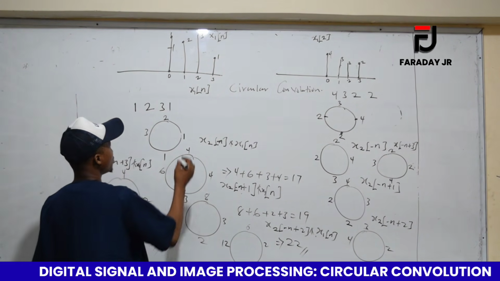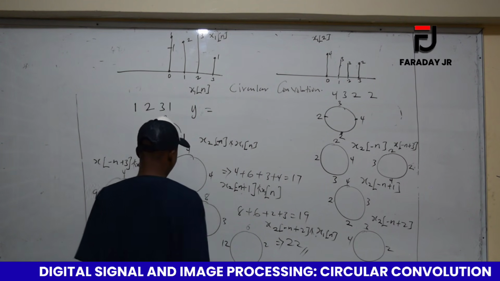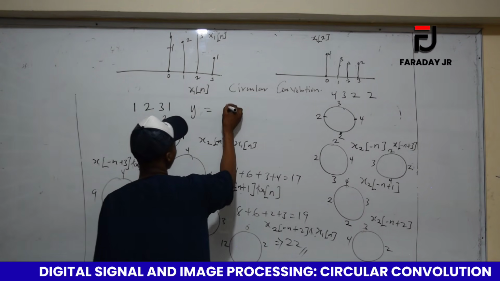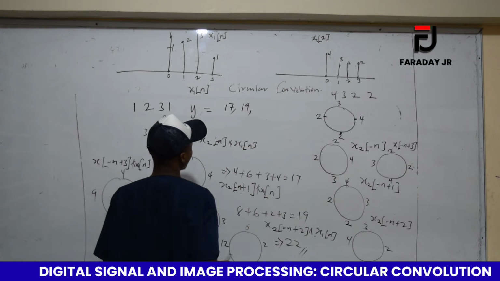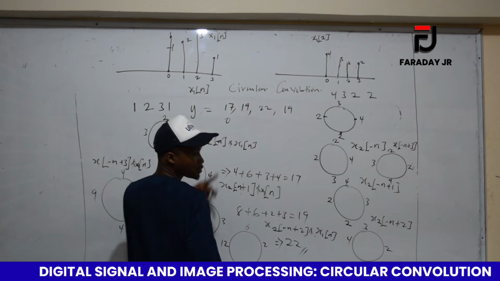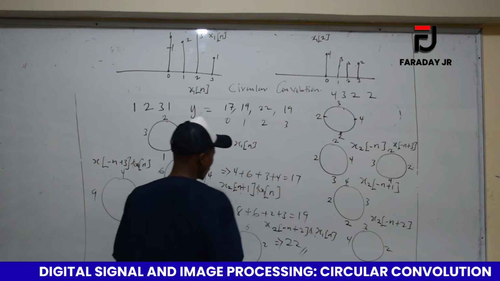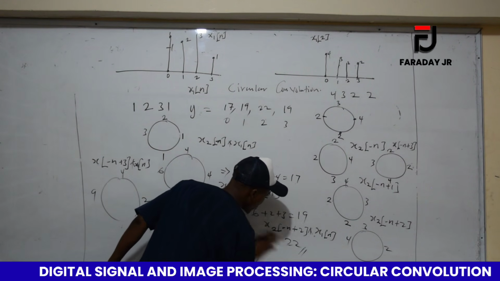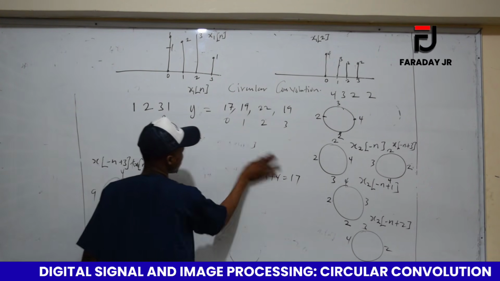So the total y value will be equal to what? The final value that we had. So we have the first value to be equal to 17. And then we had 19. And then finally we had 22. And then 20. So this is more or less like at 0 we had to be this. At 1 we had it to be this, and at 2 we had it to be this, and at 3 we had it to be this, right? So after this we could draw a graph and put the values on. That is the circular convolution for you.